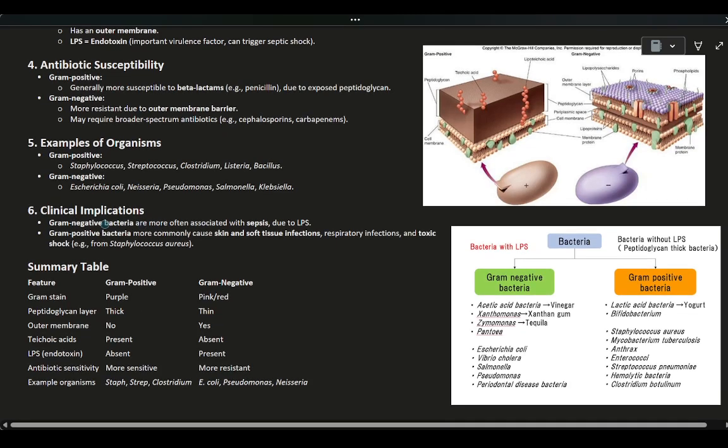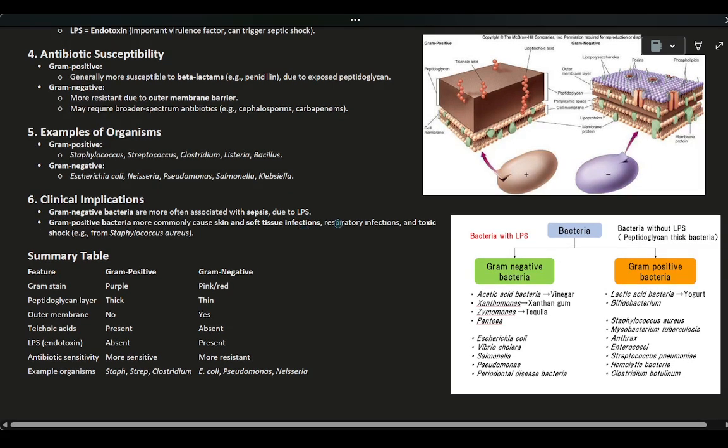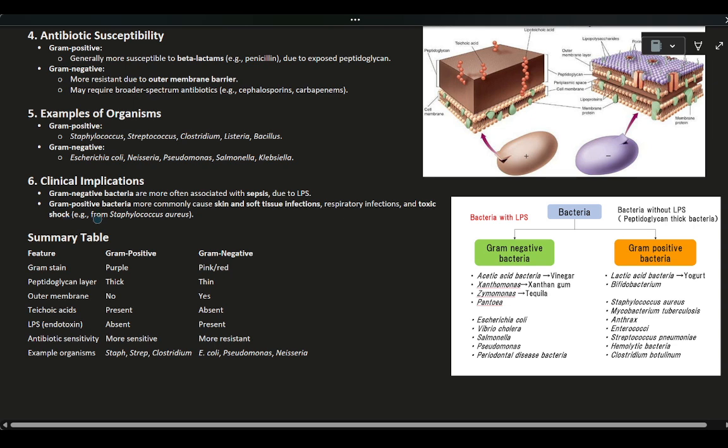And then for some clinical points to think about, gram-negative bacteria are more often associated with sepsis due to the presence of that lipopolysaccharide. Gram-positive bacteria, on the other hand, will more commonly cause skin and soft tissue infections, respiratory infections, and toxic shock. And this is especially the case with Staphylococcus aureus.